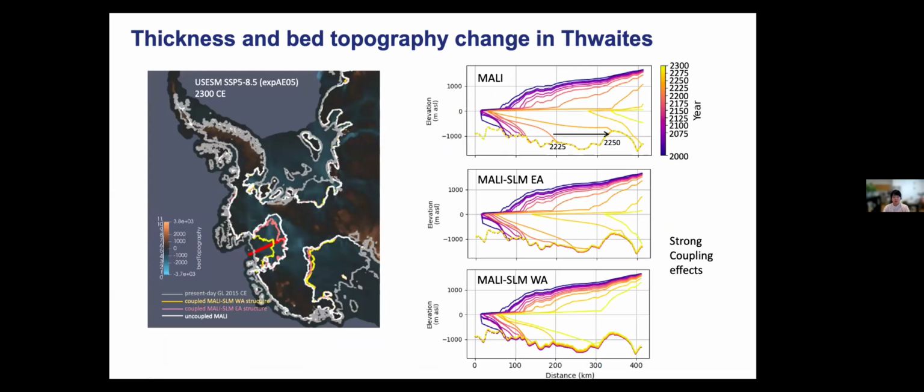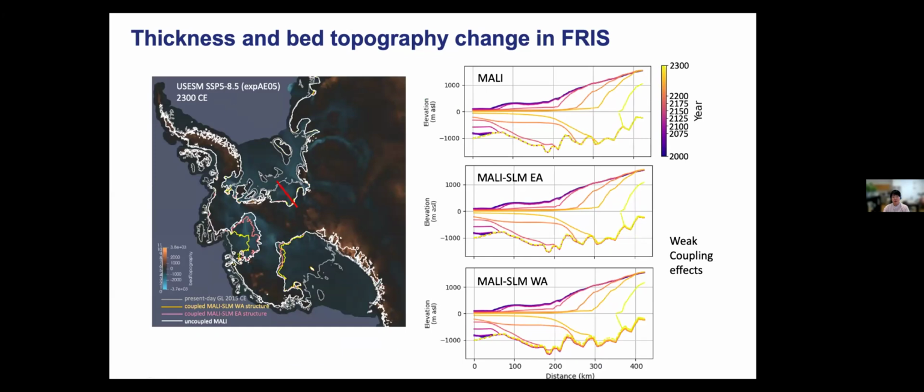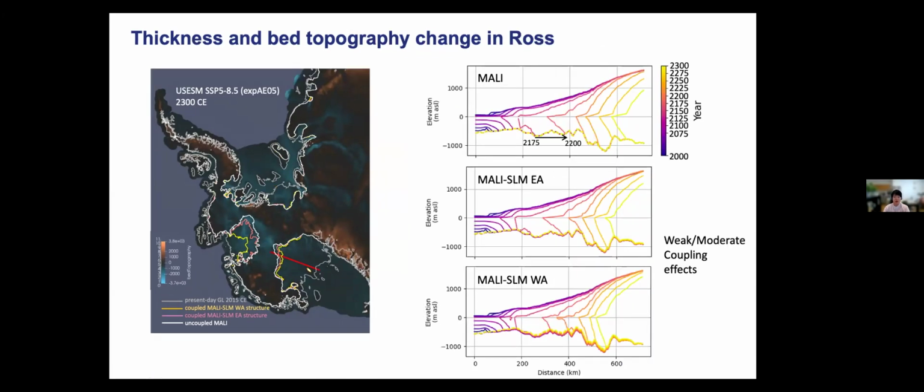So these are the results showing basically the same conclusions, but for experiment 5, another high-end scenario. And I just wanted to highlight that regardless of which scenario you look at, in high-end scenarios, you have very similar spatial characteristics on where GRD effects are the strongest, which is in the Thwaites region.